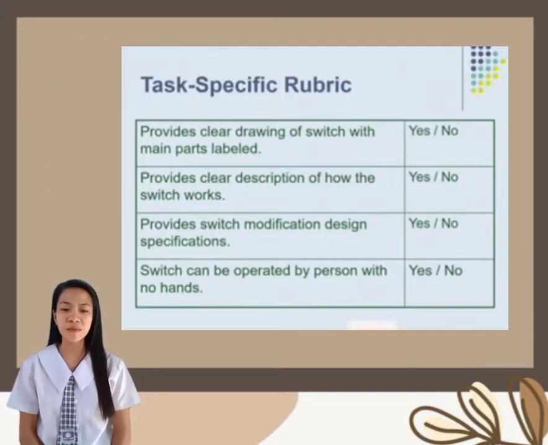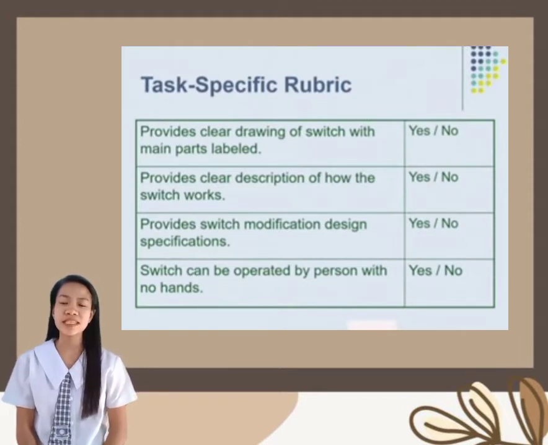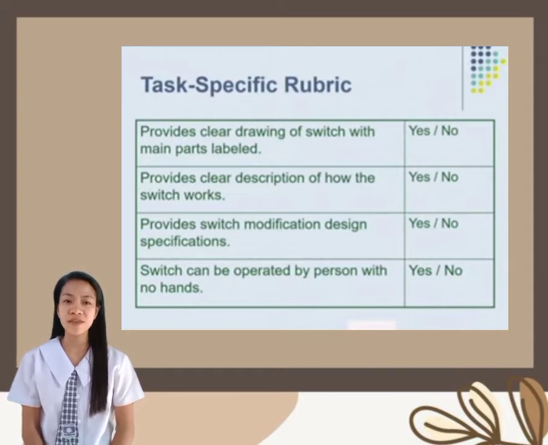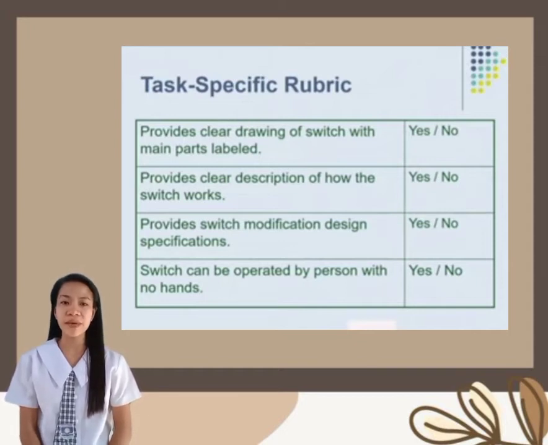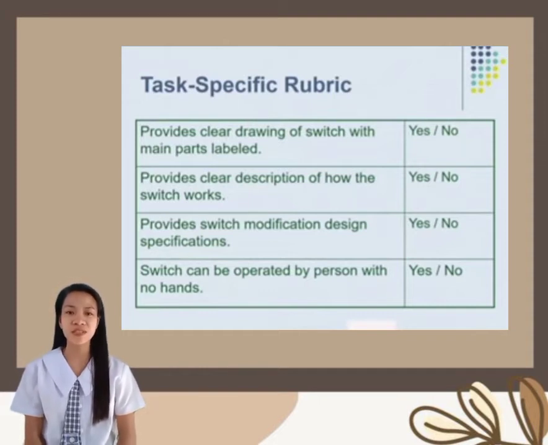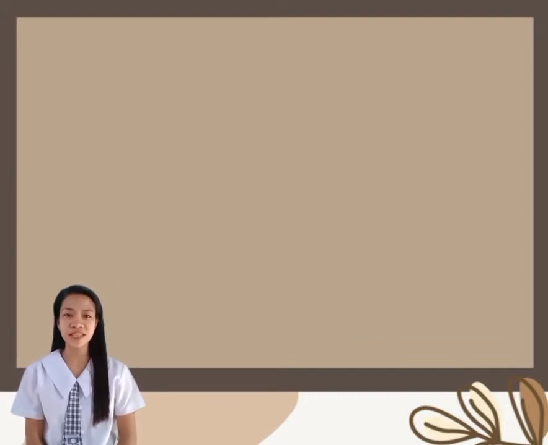This one is an example of a task-specific rubric. We can see here the different specific tasks. This assesses the knowledge needed to draw, label, and modify a switch. If it can be done by a student, many of the instructors may agree that students have enough knowledge to understand how the switch works. Now let's go to the advantages and disadvantages of task-specific rubric.